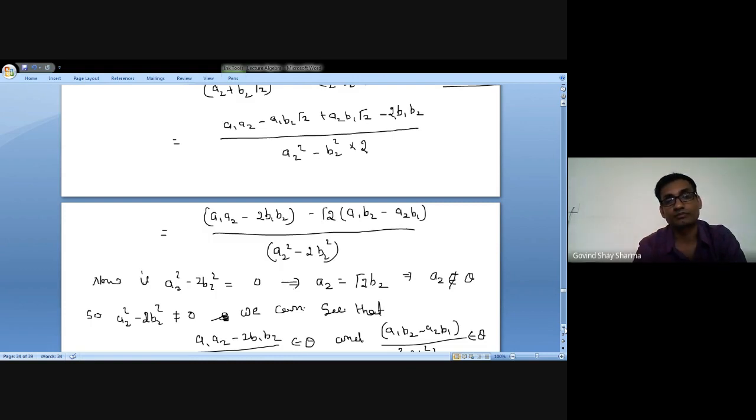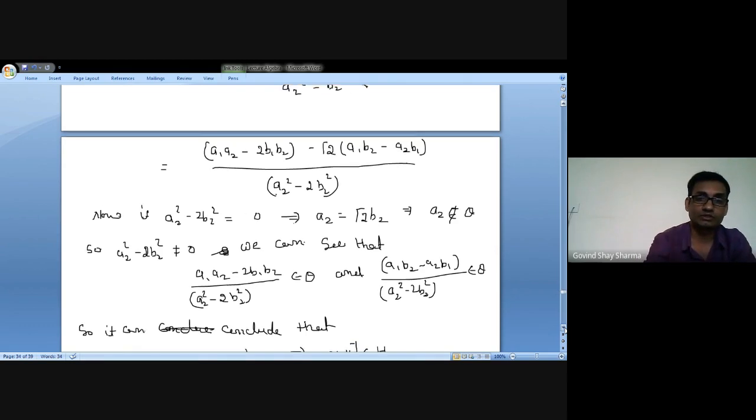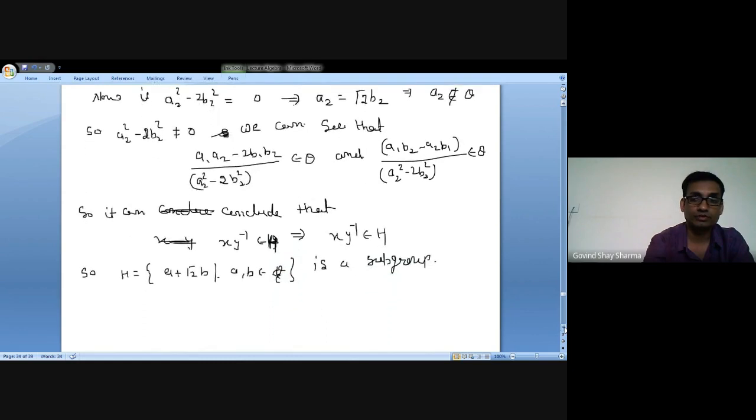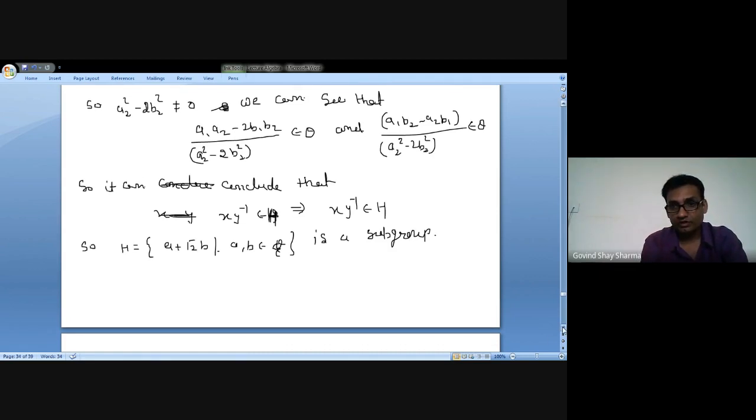This is a contradiction because we have already been given that a and b are in H and both are rational numbers. So the denominator must not be 0. So (a1 a2 minus 2 b1 b2) upon (a2 square minus 2 b2 square) belongs to Q. It concludes that x y inverse belongs to H. That means it is a subgroup. I think this is a very important question and we will do it a bit more carefully. Now the next one.